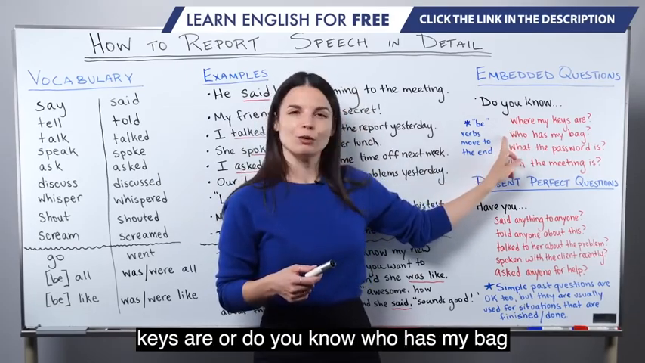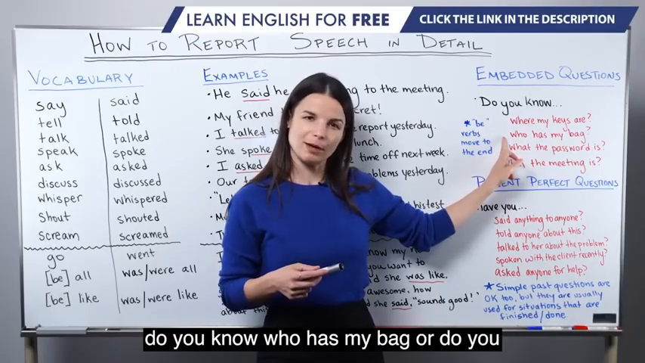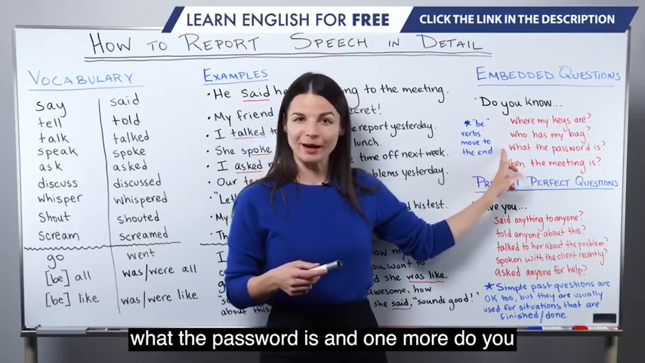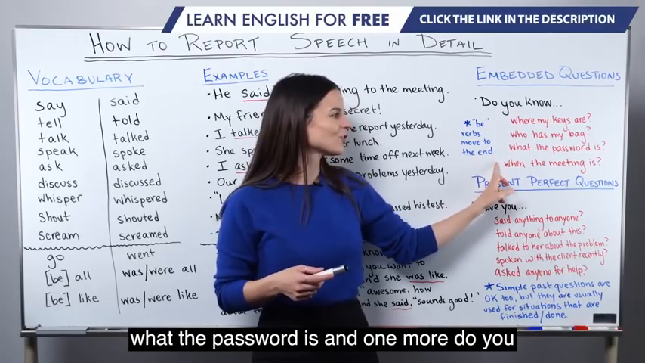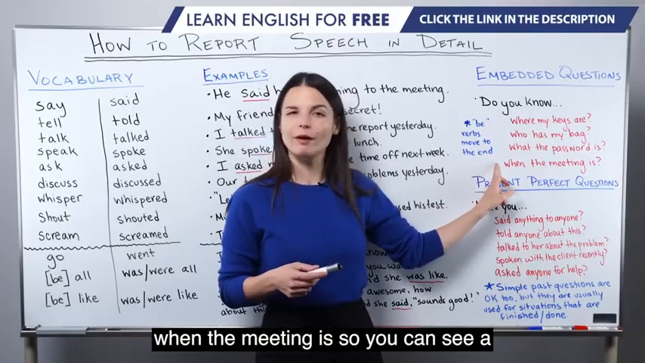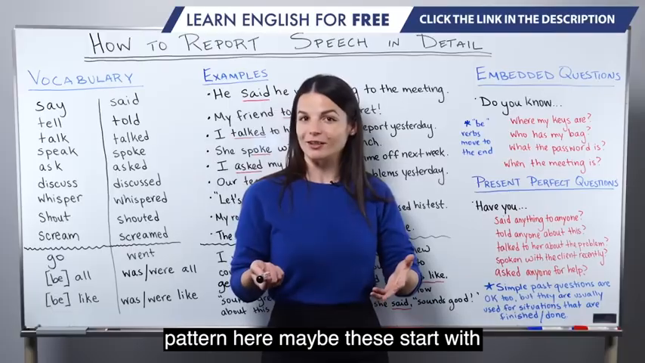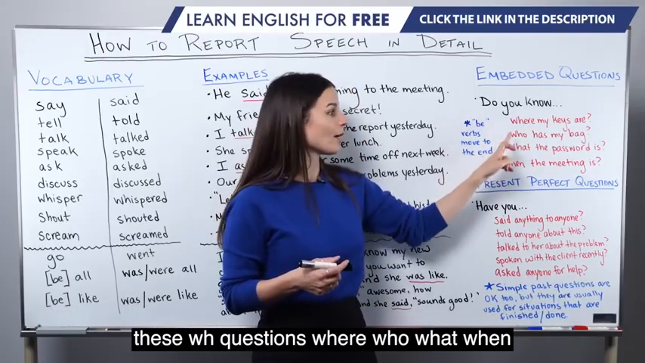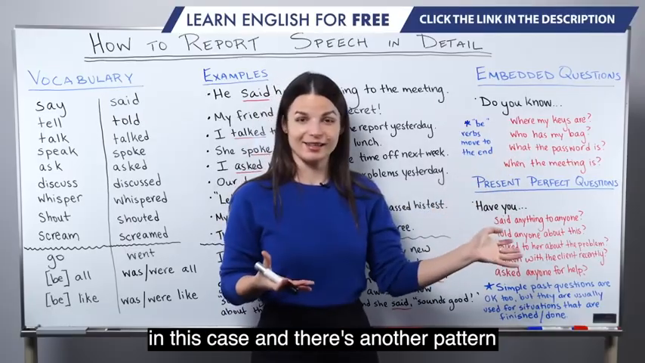Or do you know who has my bag? Do you know who has my bag? Or do you know what the password is? Do you know what the password is? And one more, do you know when the meeting is? Do you know when the meeting is? So you can see a pattern here, maybe. These start with these WH questions. Where, who, what, when, in this case.